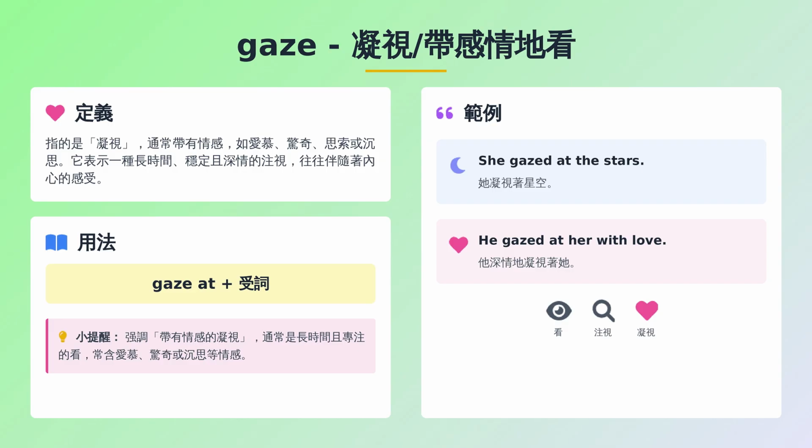Examples: She gazed at the stars. He gazed at her with love.